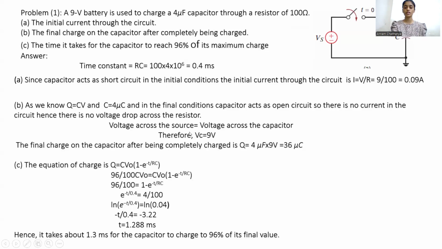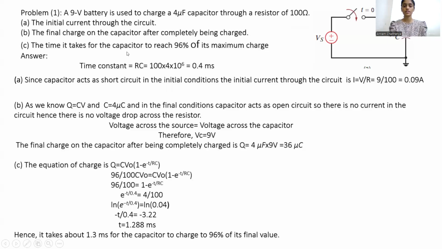Voltage across the source equals voltage across the capacitor. Therefore, VC equals 9 volts. As we know, Q equals C into V, 4 into 9 equals 36. Since the capacitance is in microfarads, it is 36 microcoulombs. So the final charge on the capacitor after being completely charged is Q equals 36 microcoulombs.